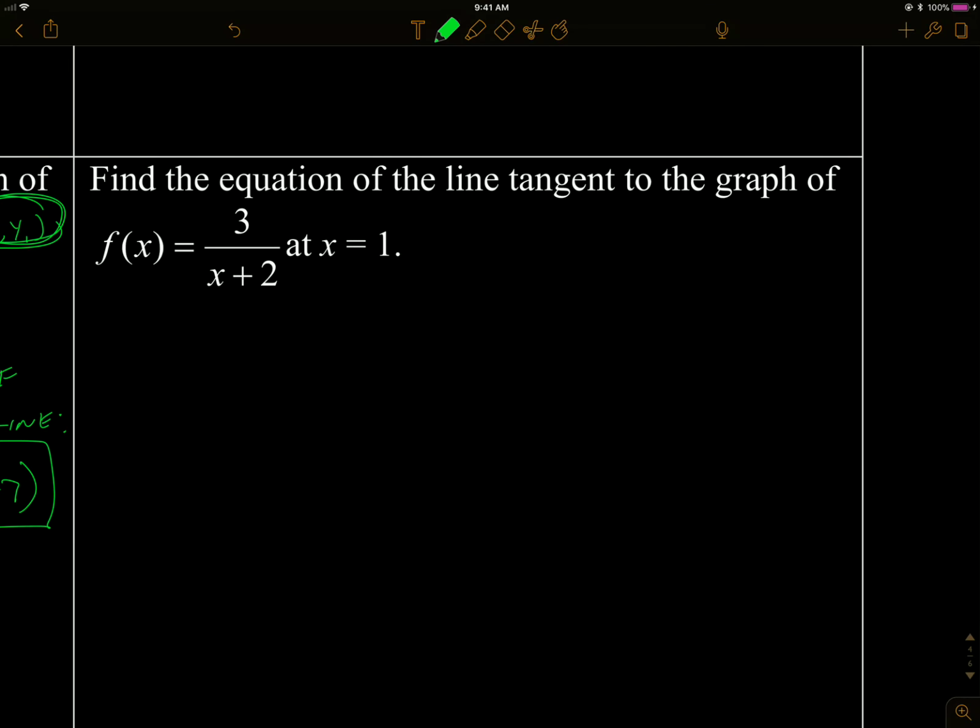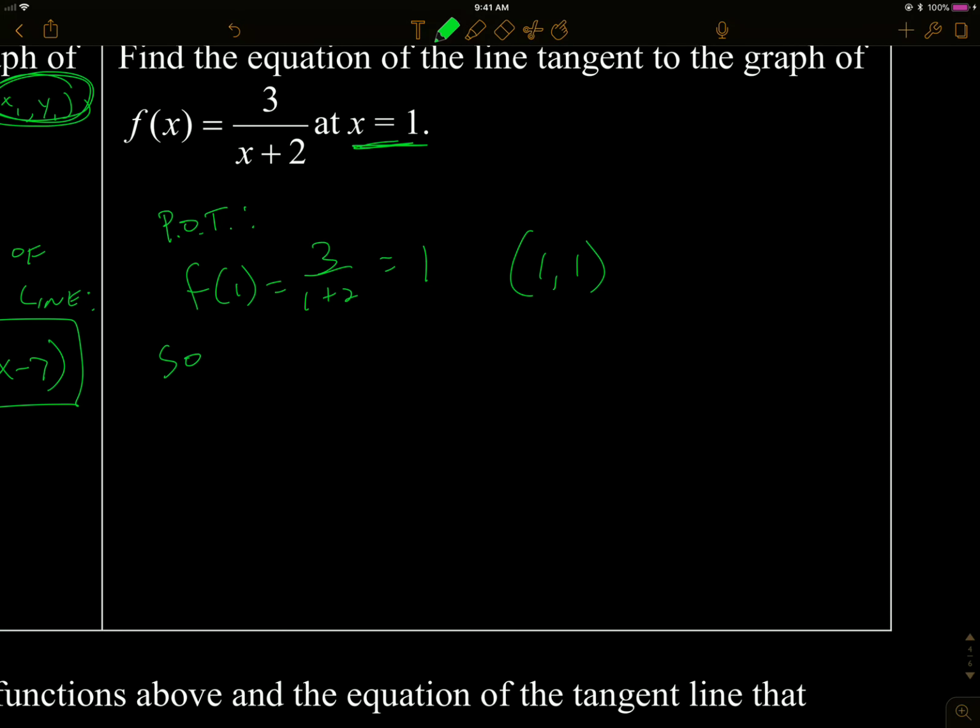Now they want us to do it for this guy. All right, so it's at the x value of 1. So we first want to find the point of tangency. That's going to be f of 1. We plug it into the original. We get 3 over 1 plus 2. We get 1. So it's the point 1, 1.